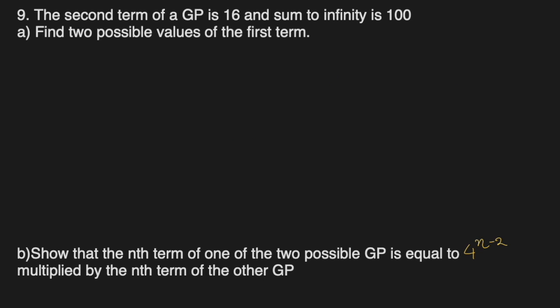Question number 9. The second term of a GP is 16. So A2 is 16. And the sum to infinity is 100.